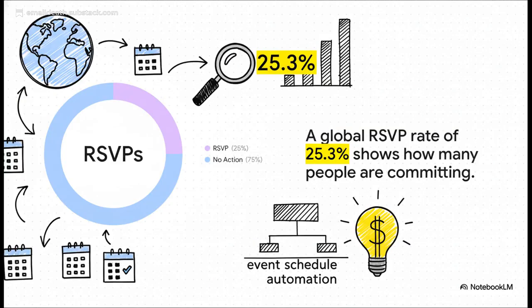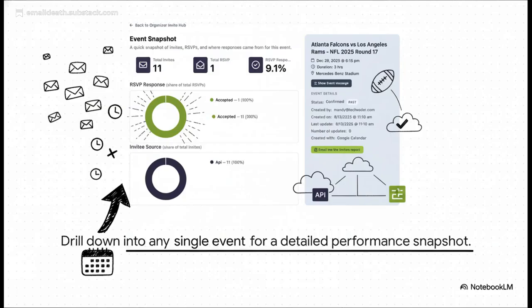And we can get really specific. I mean, look at this sample data here. We're seeing a global RSVP rate of 25.3%. This is the kind of insight that helps you understand how engaging your events actually are. You know, are people just looking, or are they actually committing to show up? But you can go way deeper than that. From that high-level view, you can dive into any single event. This snapshot tells you exactly what's happening on one specific date, how many invites were sent, what the response rate is, and even where those signups came from.